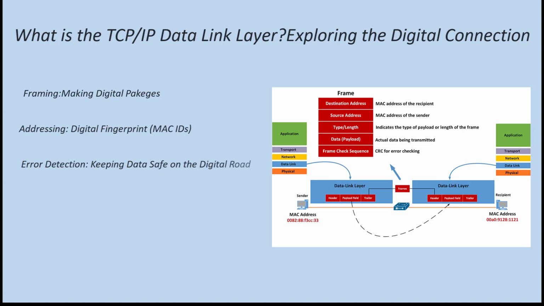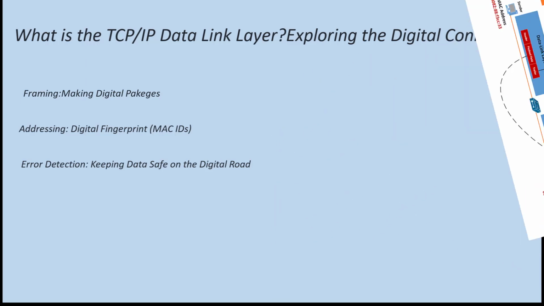Error detection. On the internet highway, errors are like bumps in the road. The data link layer uses CRC, or cyclic redundancy check, to be a watchful road inspector. It spots and fixes errors during data travel, making sure information stays safe.